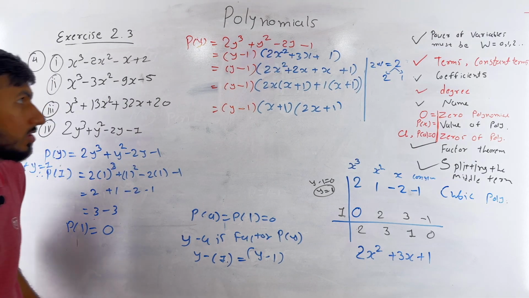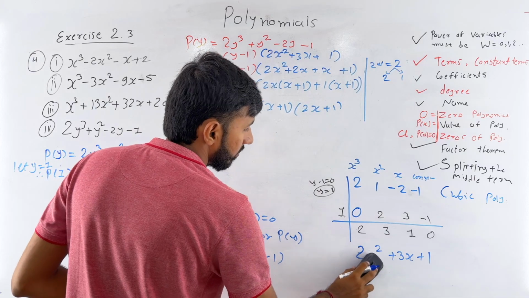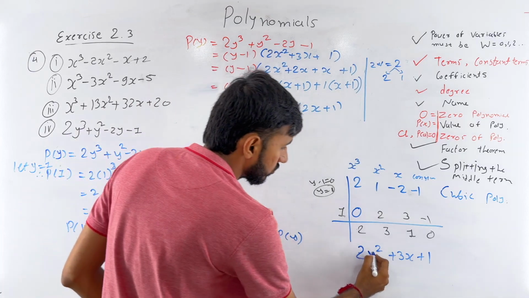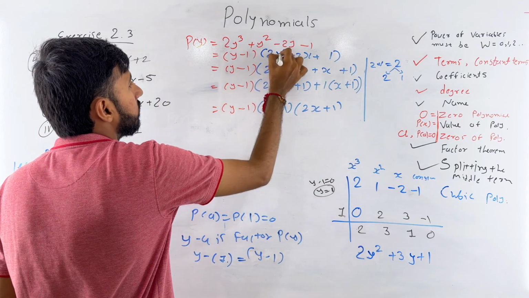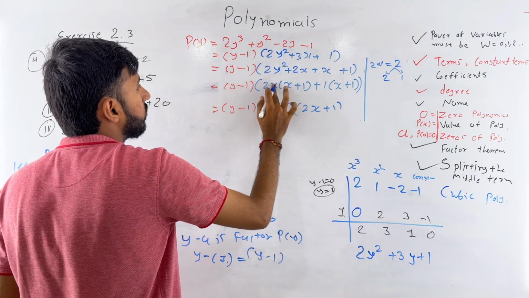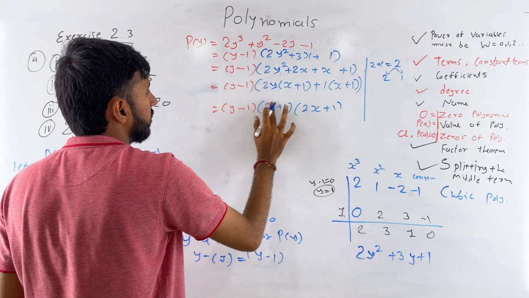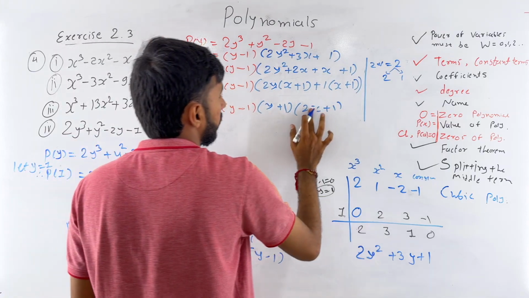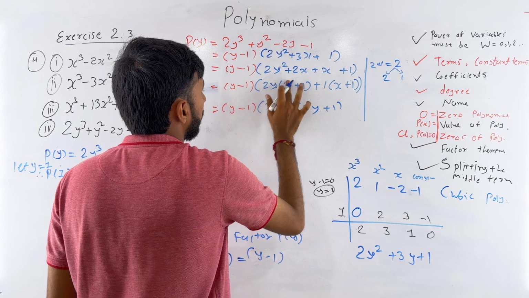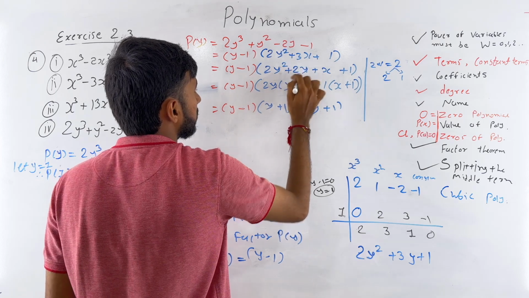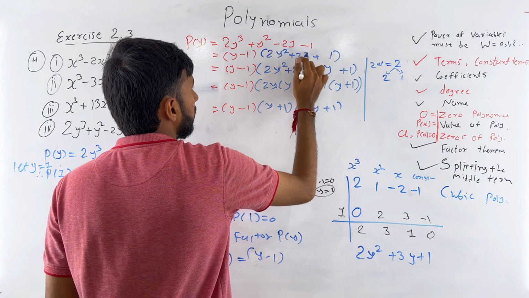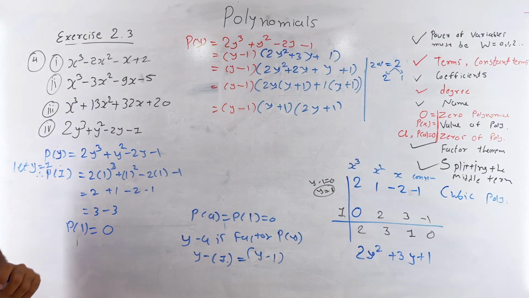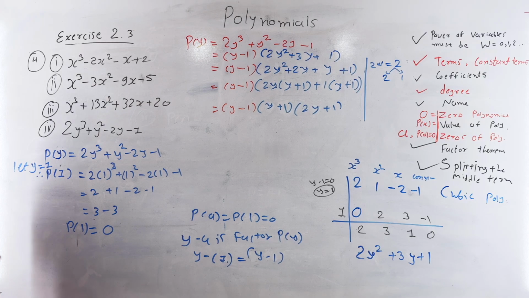Sorry, I have made a mistake here. Here we have the variable as y. So I have to use y, not x, right? So I have to change it. Don't make this mistake in your exam. It will be very costly for you because you have done all the process right but just written the variable wrong. Right? So I have changed all to y. So remember this thing. Now we have completed exercise 2.3.